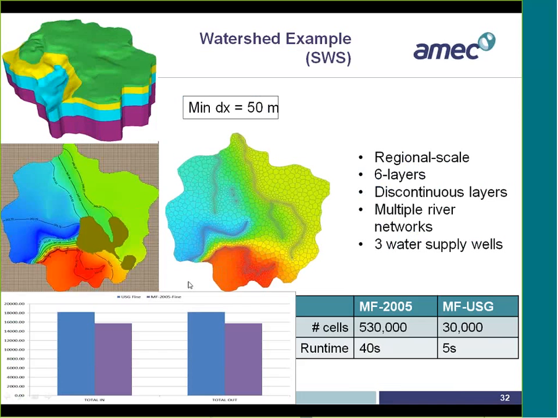Another example, which is an ongoing project at Schlumberger, is this big watershed example, and it's a regional scale, 6 layers, and they are converting the model right now. It's a MODFLOW 2005 model, and it runs just a lot faster with the Voronoi triangles than with the MODFLOW 2005 finite difference grid. There are some slight discrepancies in total in and total out, but that could also be because of the blocky nature of the finite difference grid. And it's again work in progress, and they are looking more at what's to be done with that.